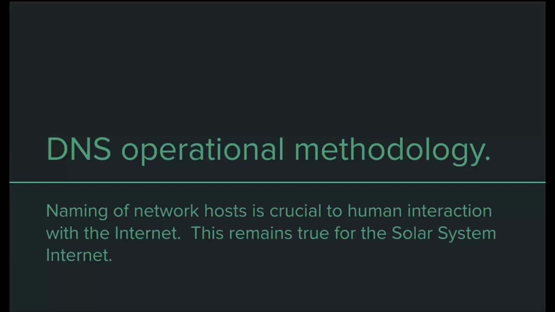So, as I've stated, naming of network hosts is kind of a key aspect to human interaction with the internet. It's easy for machines to remember numbers, but it is not so easy for humans to remember numbers. We do much better with things like names, and so we have a naming convention called the DNS for the public internet. This case remains true for the solar system internet, and thus we must extend the DNS capabilities in order to perfect a solar system-wide DNS system that functions interoperably across vast distances.